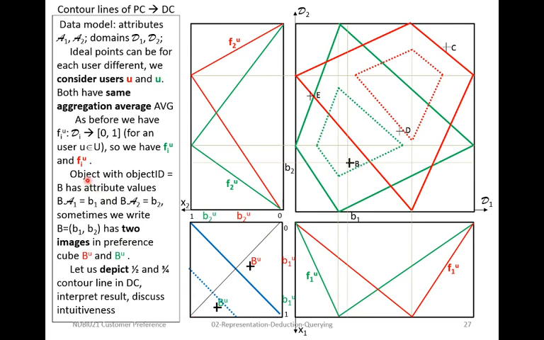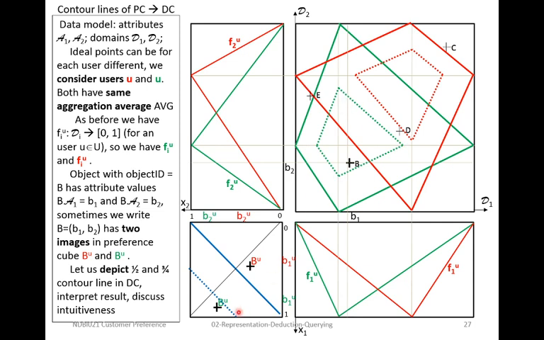Okay, here we still assume we have 2 users, but they have the same aggregation, and this already starts to look like some tasks. Well, because what we are expected to do is, from these 2 images of the point B, to depict a 1/2 and 3/4 contour line here in the data cube. But because of these different attribute preferences, this solid line has a co-image in these solid lines here, and this dotted line has these co-images.